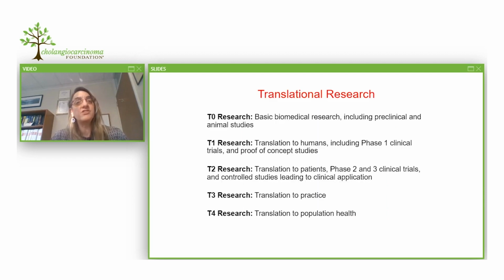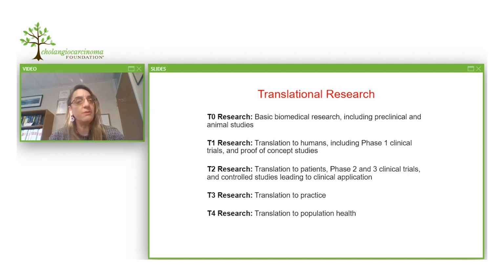We talk about translational research a lot, and we talk about the T's. T0, referring to basic biomedical research, including preclinical and animal studies. T1, translating these findings to humans, including phase 1 clinical trials, where we assess the safety, tolerability of drugs, and get preliminary efficacy data. These are proof of concept studies. And T2 research, where we translate this into patients looking at efficacy.